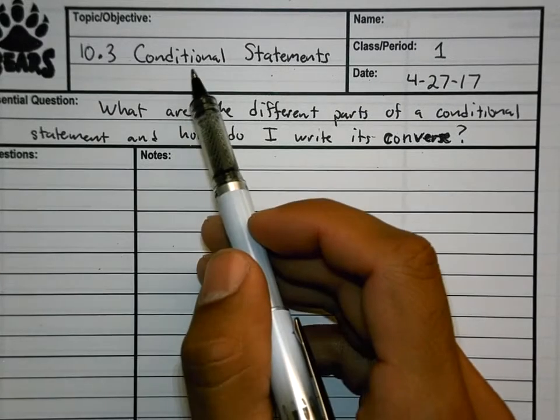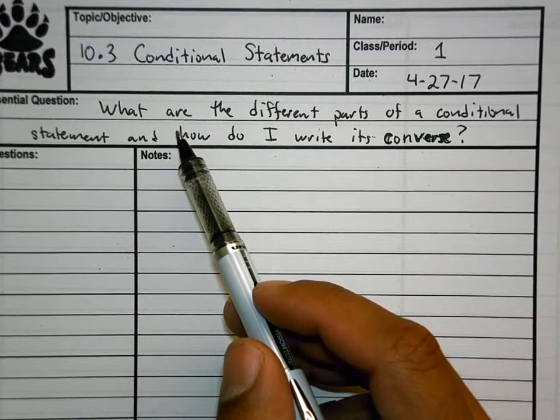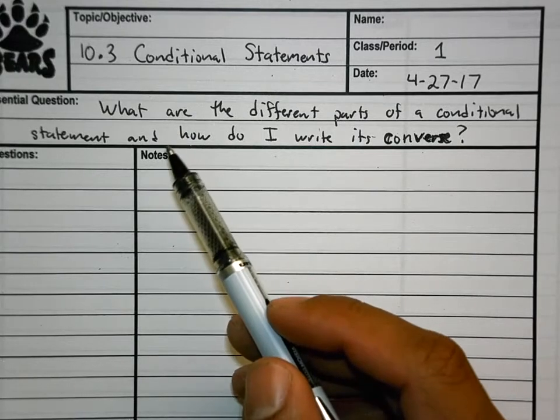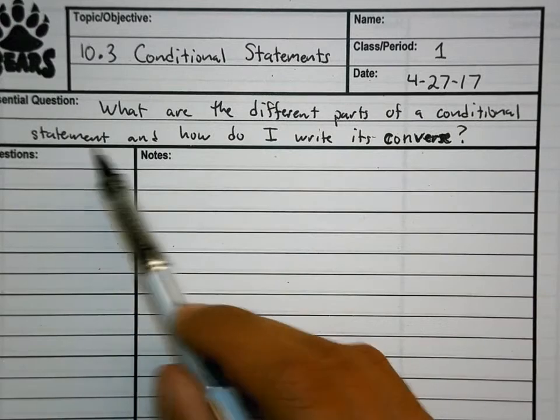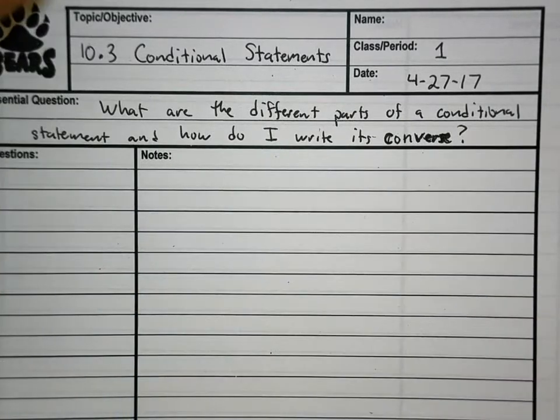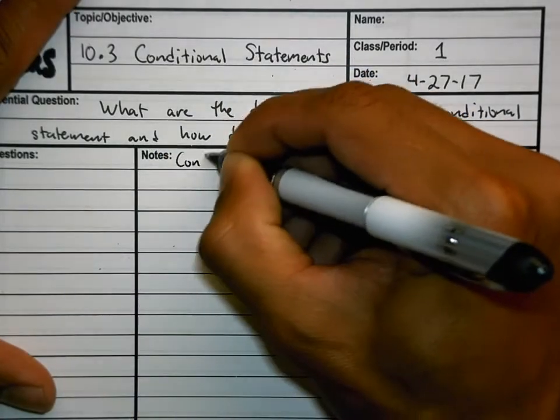10.3 are on conditional statements. Our essential question is, what are the different parts of a conditional statement and how do I write its converse? Okay? There are two parts. Conditional statements have two parts.